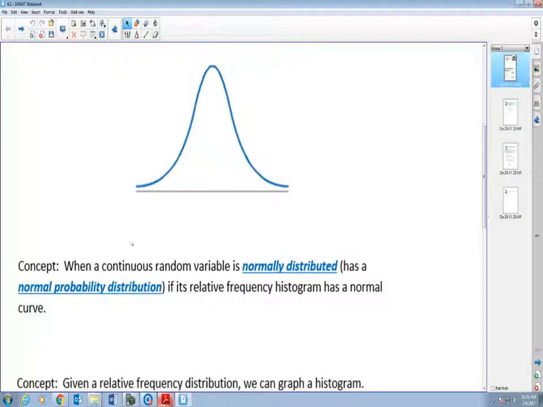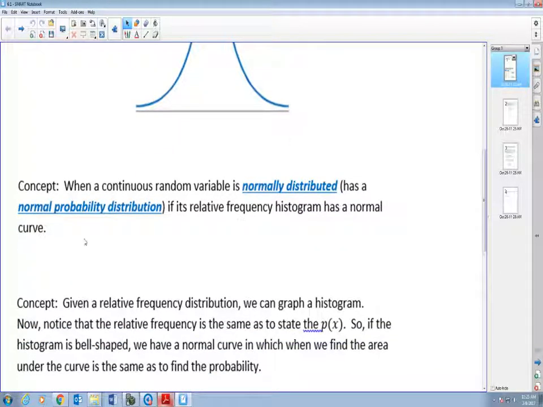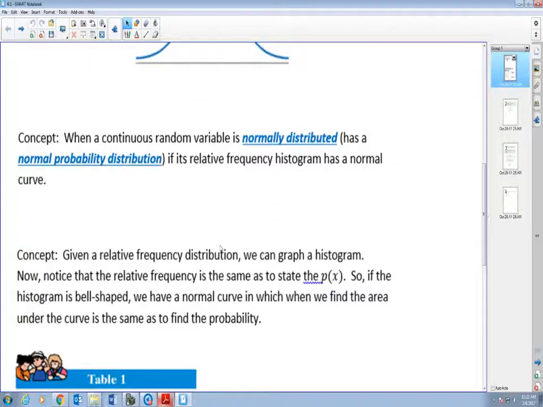So when this continuous random variable is normally distributed, that means it has a normal probability distribution if its relative frequency histogram has a normal curve. Alright, so the word normal means bell curve shape.